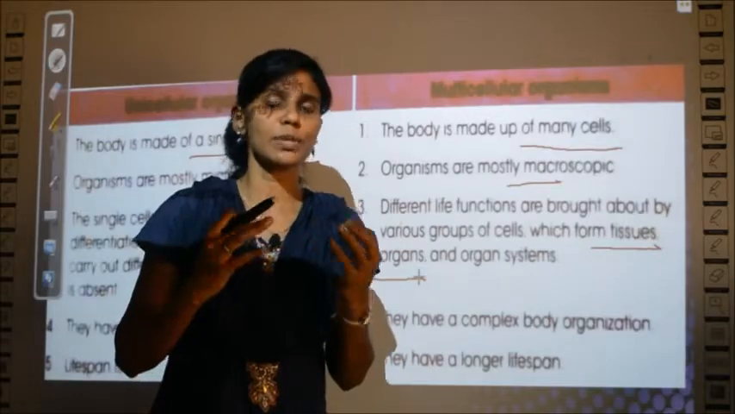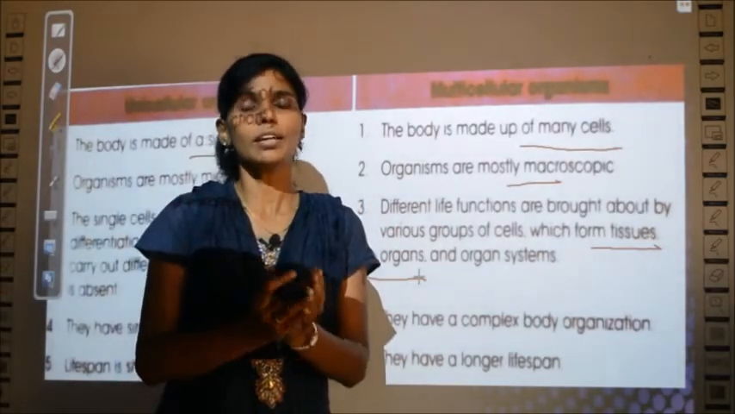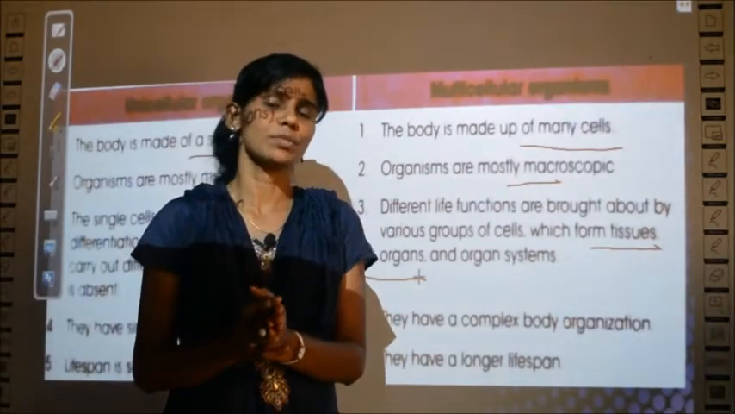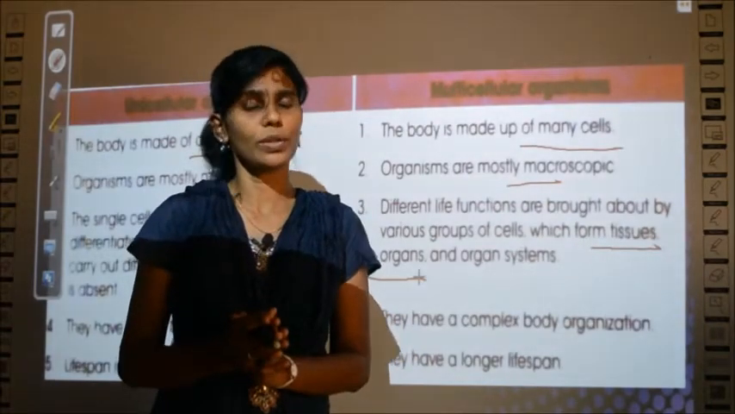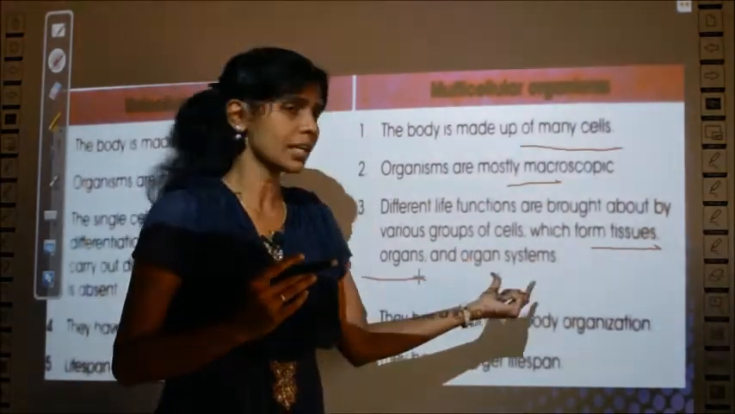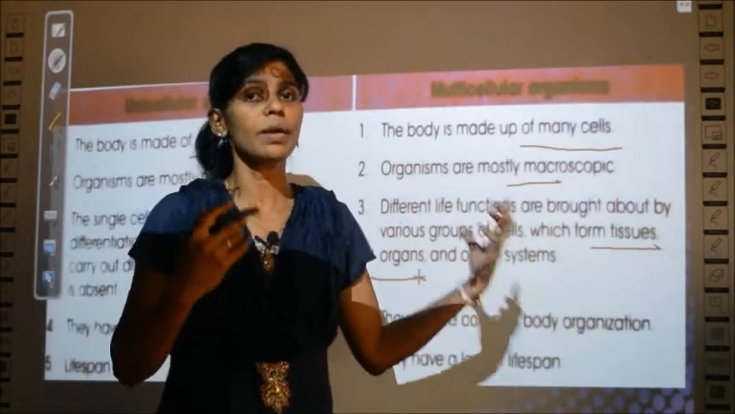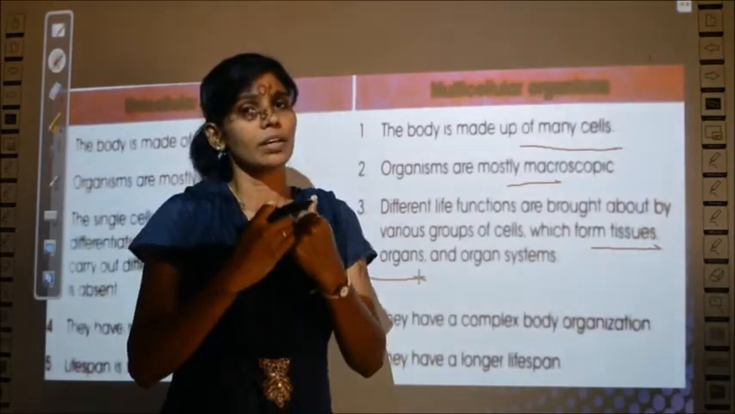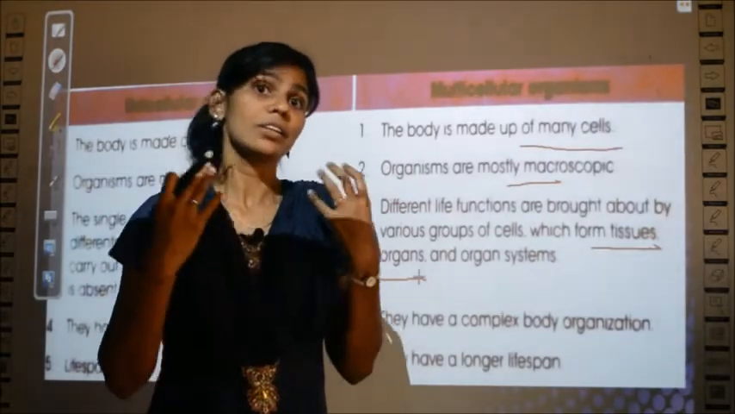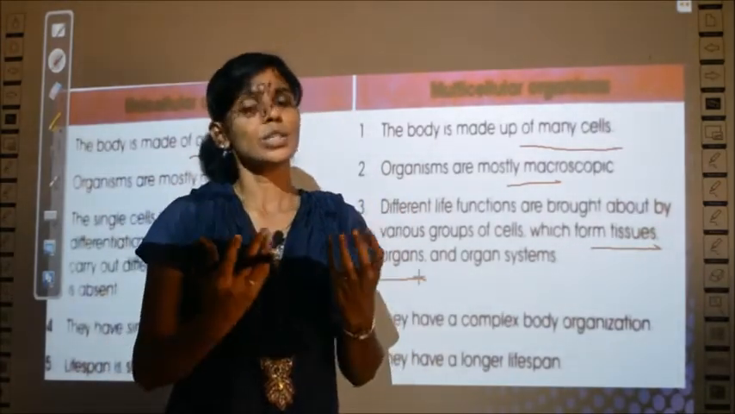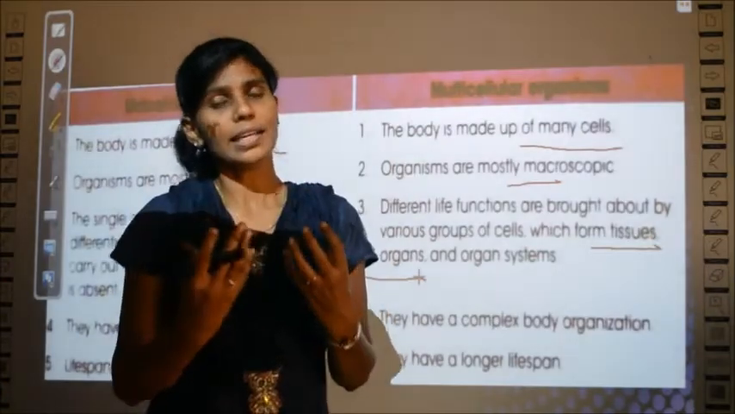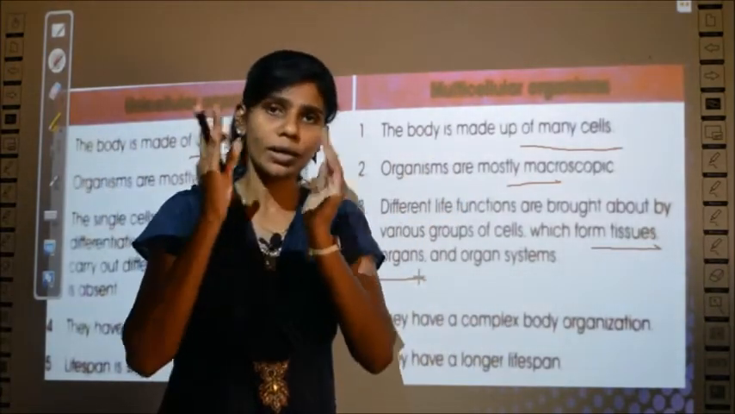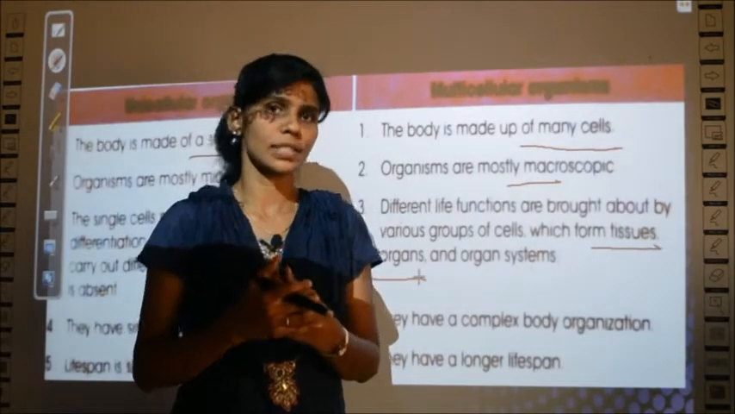Organ system means many organs together make an organ system. Say for example, you have studied about the digestive system, no? I will give an example with that. This is an organ system, no? In the digestive system, you can include the nose, the food pipe, your small intestine, large intestine, pancreas, liver, and all these organs can be put together to form an organ system called the digestive system, right?